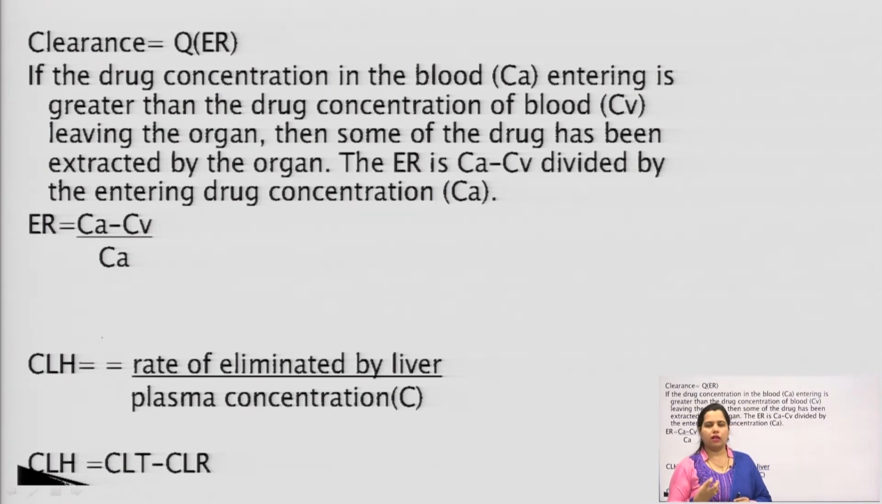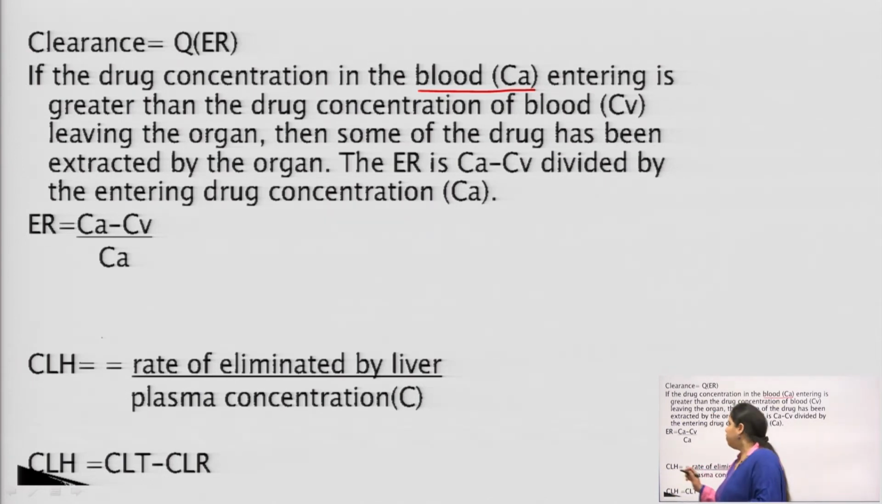So, basically this is another mathematical expression of clearance. We are trying to say that if the drug concentration in the blood entering, known as Ca, is greater than the drug concentration of blood leaving the organ, then some of the drug has been extracted by the organ. Extracted by the organ means that due to the physiological conditions of a particular organ, the drug elimination may be affected. So, the ER will be Ca minus Cv divided by the entering drug concentration.